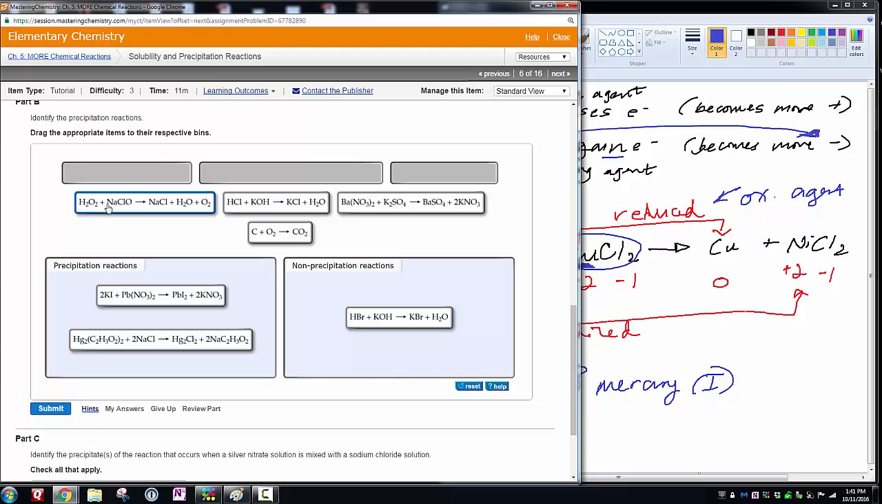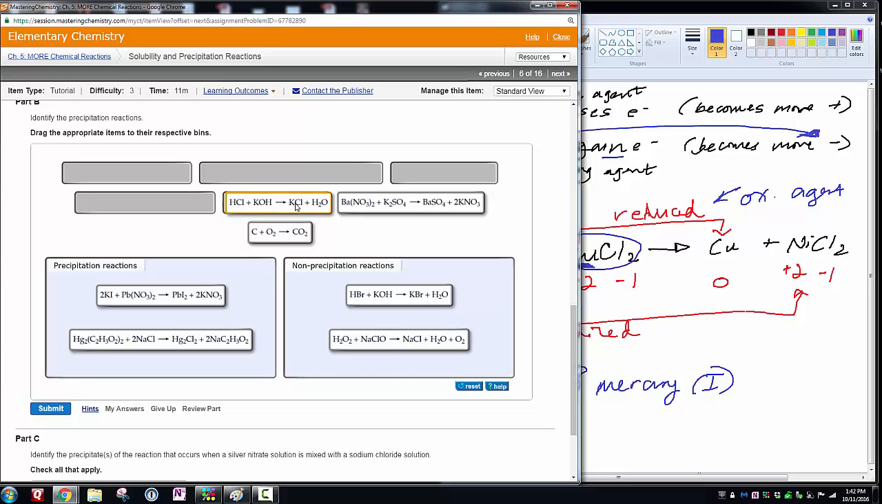In this case, hydrogen peroxide and NaClO. The salt is soluble because group 1, sodium, is always soluble. H2O is water, so that's not a precipitate. That's not forming a solid. And oxygen is actually a gas. This is a gas-forming reaction, but no solid is going to be formed, so it's not a precipitate. All right, next, HCl plus KOH. KCl, soluble, because K is an alkali metal. Alkali metals are always soluble. And H2O is a liquid, again, so not a precipitation reaction.